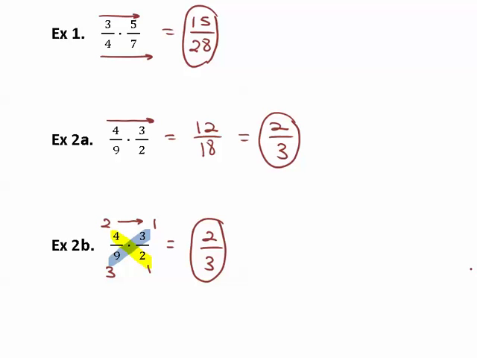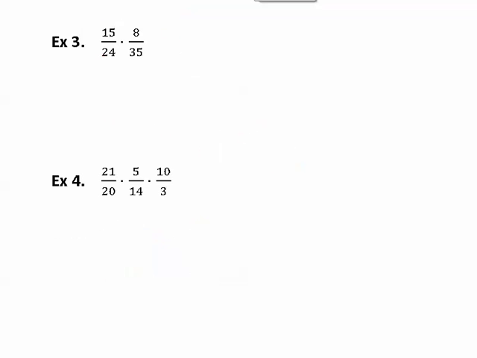Now, you might ask yourself, well, what is the benefit of doing this? Well, when the numbers get larger than what we have here, it's a lot easier to reduce early on than it is later on. So let's go ahead and take a look at more examples. Now, here's a good example of what I was just talking about. If we were to multiply across the top, we have 15 times 8. That's a pretty decent sized number, but 24 times 35 is certainly a large number. But look what we can do on the diagonals.